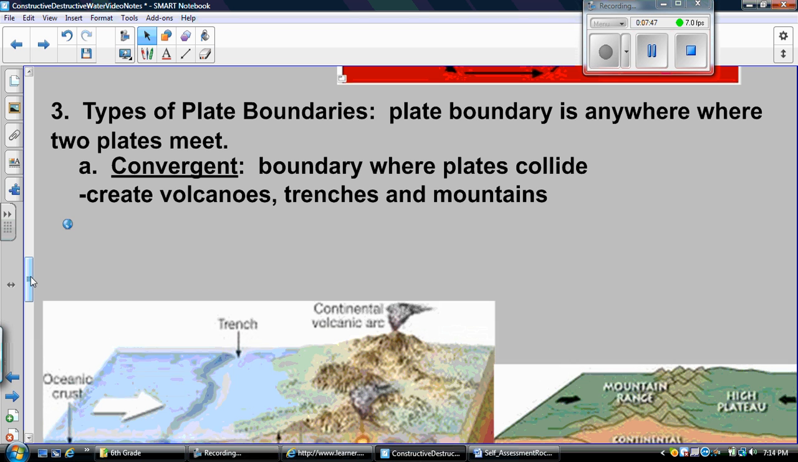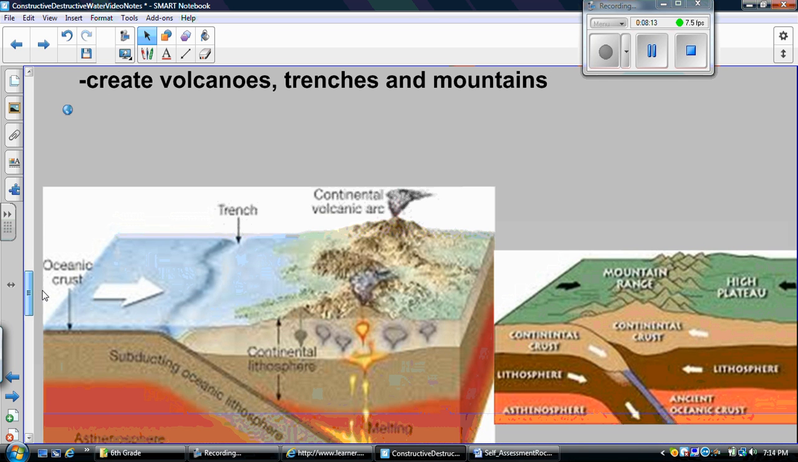The first way is called a convergent boundary. This is where boundaries collide. And when boundaries collide, you're going to find volcanoes, trenches, and mountains. So here's where we're talking about how our crust changes because of forces inside the Earth. When two plates meet and collide, it's going to change the Earth's surface because you're going to form volcanoes, trenches, and mountains. So let's take a look at why.